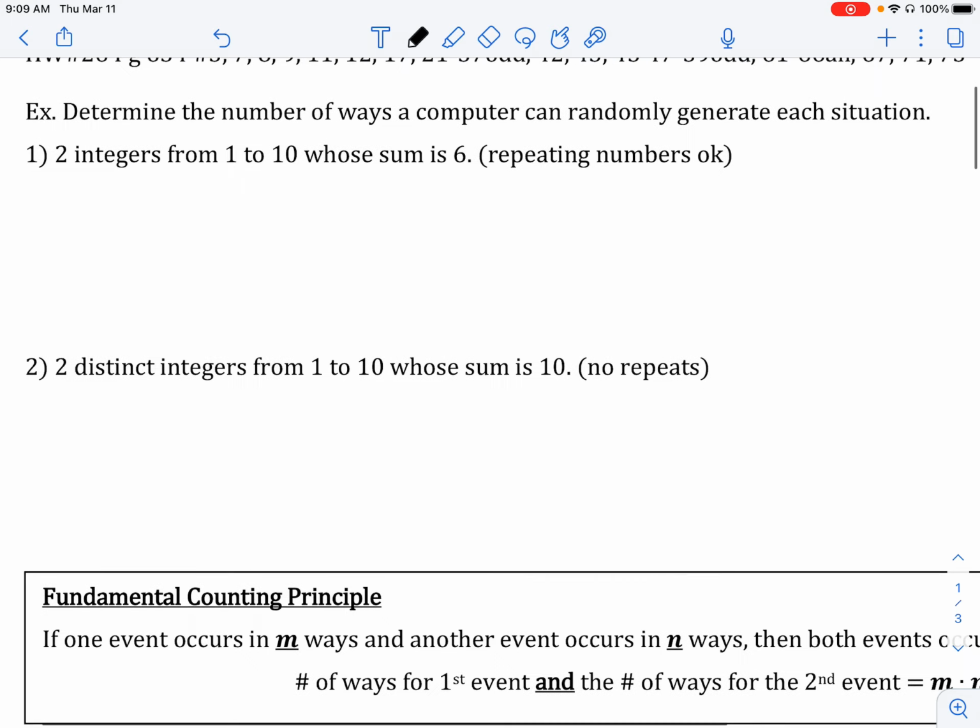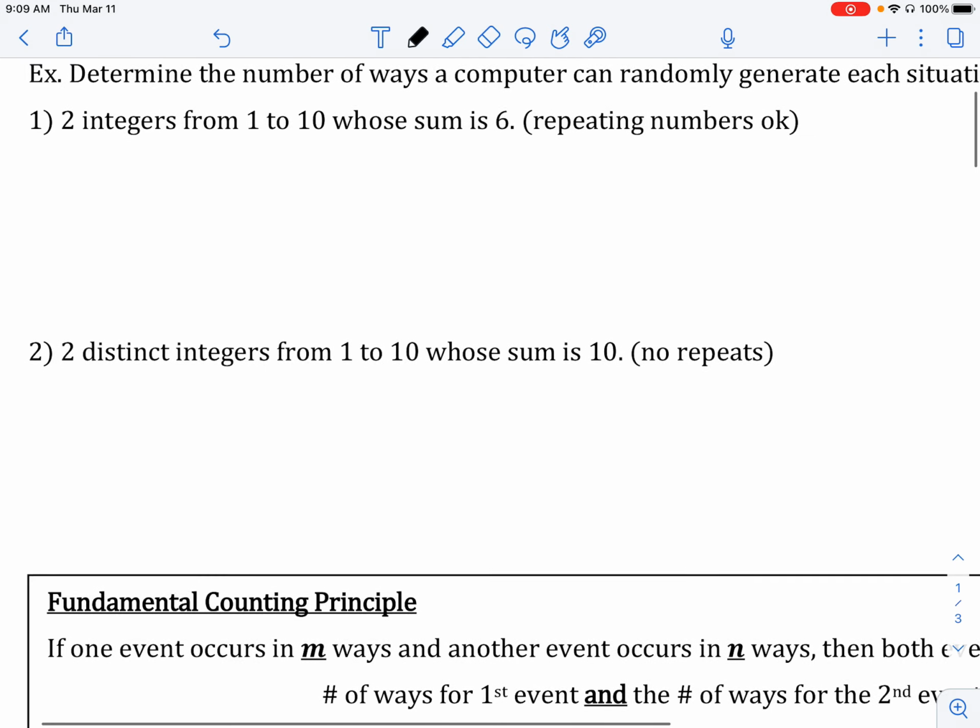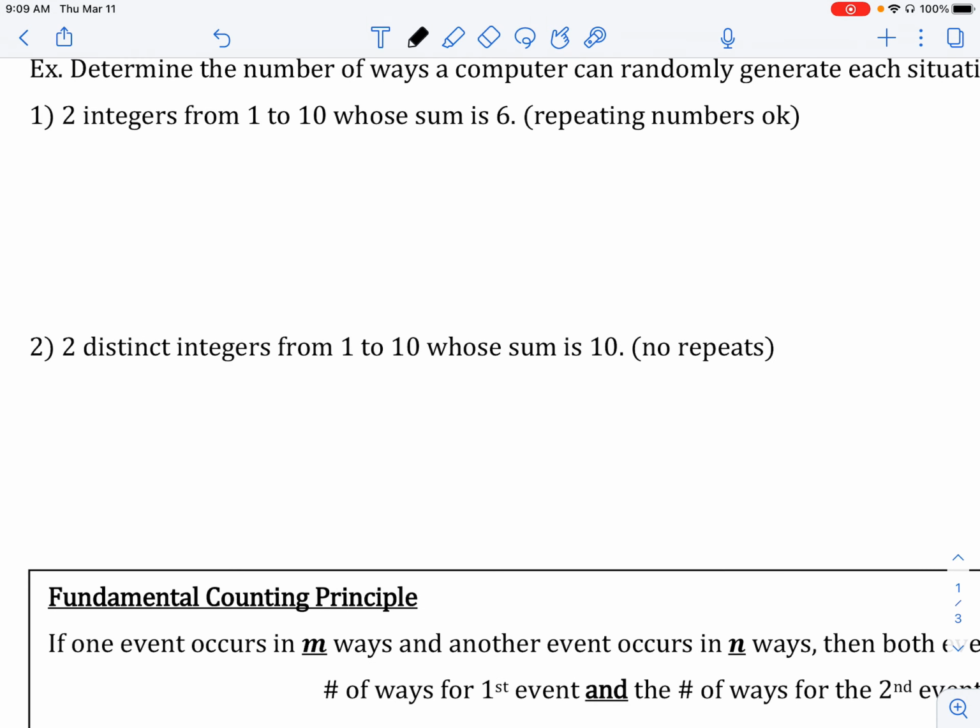In the first problem, we have two integers from 1 to 10 whose sum is 6. What we're trying to figure out is the number of ways that a computer could randomly generate two integers that range from 1 to 10 that, when we add them up, add up to 6. And it's okay to have repeating numbers.